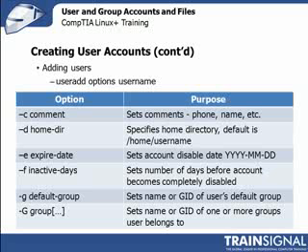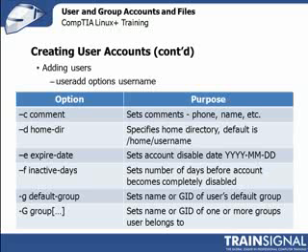-d specifies a different home directory. Now the default is usually /home followed by the username, but with this option you can set it to something different. -e sets the date that the account should be disabled in the format 4 characters for year, 2 for month, and 2 for date.